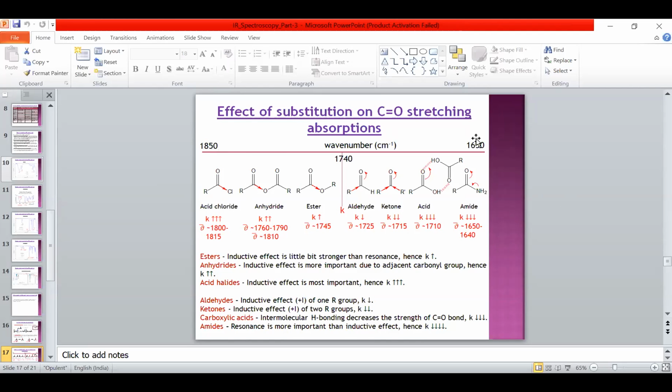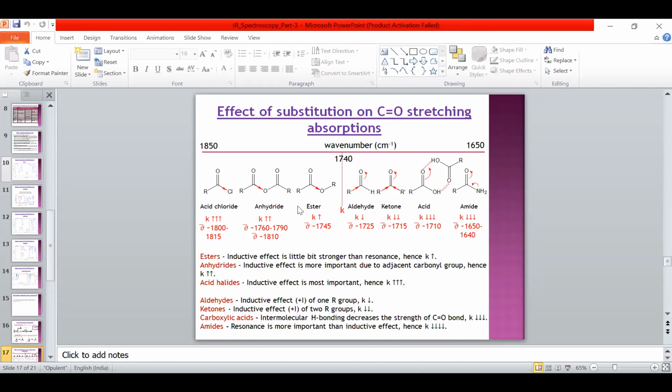So we have a range from 1650 to 1850, and if we take the average of this value, it will be around 1750 or 1740. Let us take the average as 1740 here. So the CO bond is, on average, absorbing at 1740 centimeter inverse. Any factor which is going to increase the bond strength will make the frequency go towards the higher value, and any factor which decreases the double bond character or increases the single bond character in the molecule will shift the signal towards the lower frequency values.